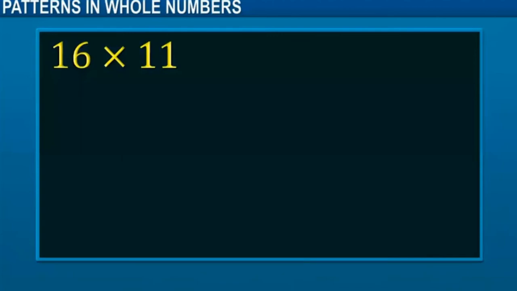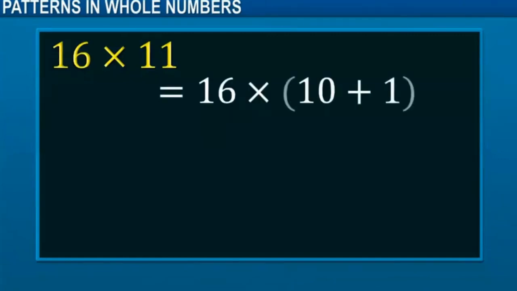16 multiplied by 11 can be written as 16 multiplied by 10 plus 1. So what they have done, they have split this 11. That is, 11 we can split as 10 plus 1. 10 plus 1 means 11 itself. So they have written 16 into 10 plus 1. We just split this 11 and wrote it.